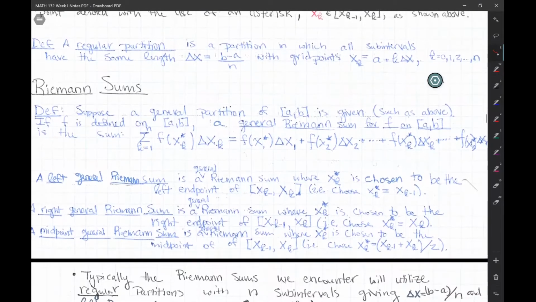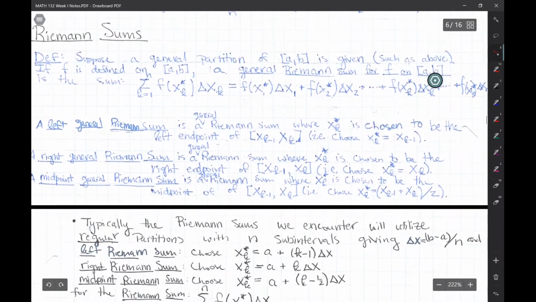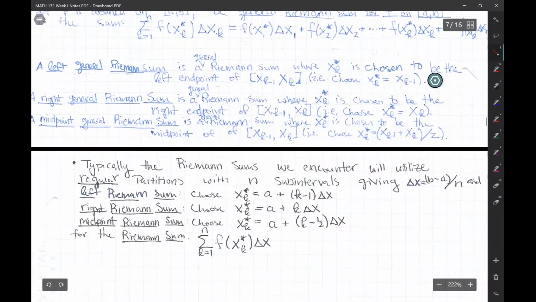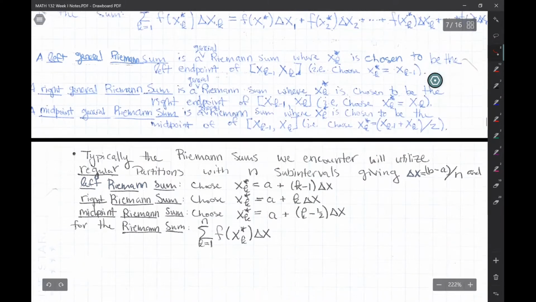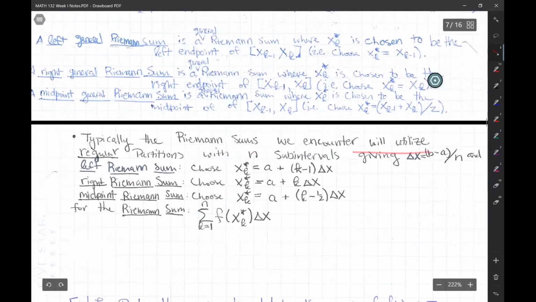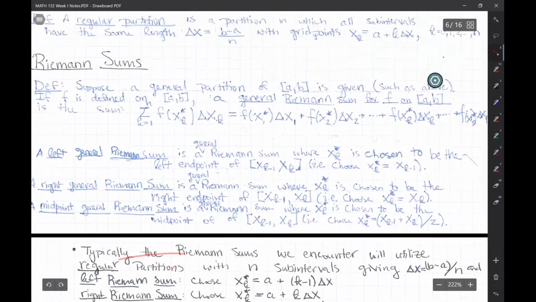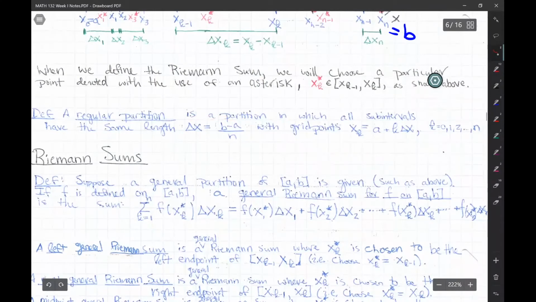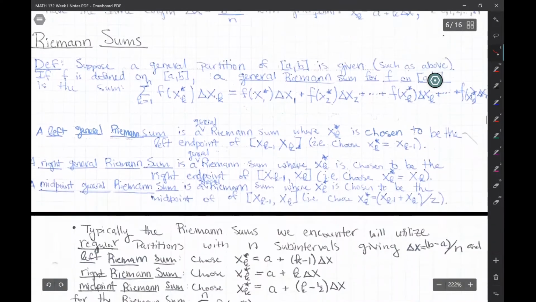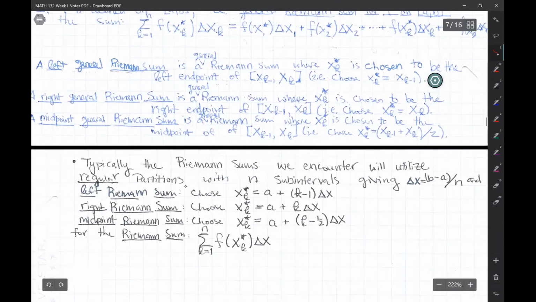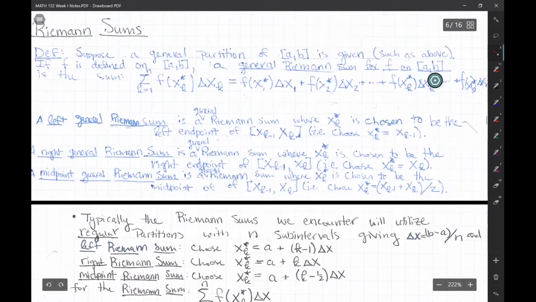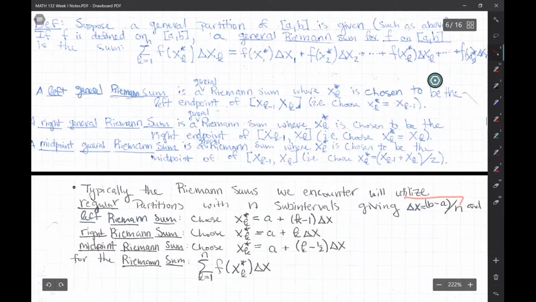And of course, this was a general partition. We could have also chosen a regular partition. So typically, Riemann sums we encounter will utilize regular partitions. And what are regular partitions? Each of the subintervals has an equal length. Okay? And in that case, if we partition this into n subintervals, we would have a length of subinterval equal to this. So all of them would have that. Here we had a sub k to indicate the length of the kth one. We don't need that anymore because they all have the same length.